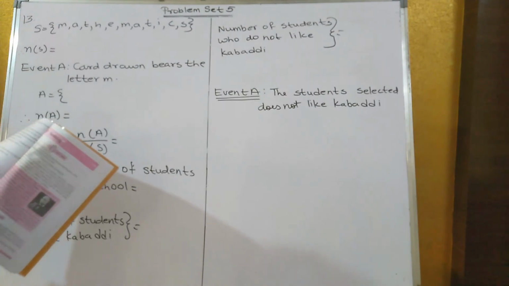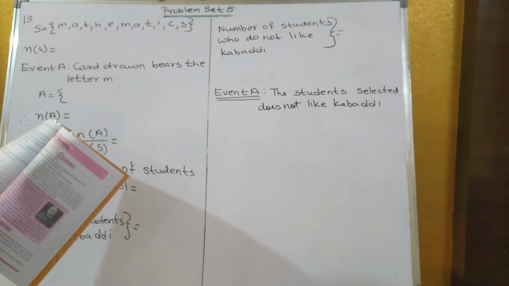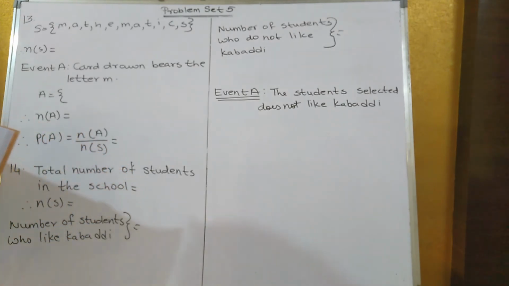Now sum number 13, they have given each card bears one letter from the word mathematics.